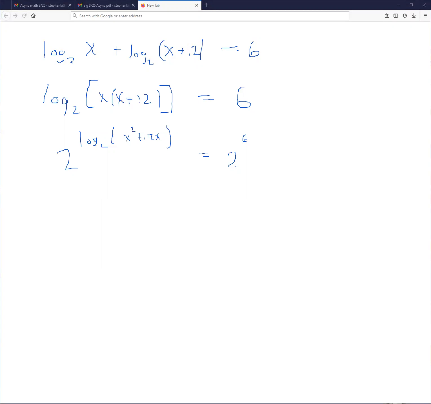And so we can now just cancel our 2 to the out here, and we get x squared plus 12x is equal to, and 2 to the 6th is equal to 64. So we'll bring the 64 over to the other side because now we have a quadratic to solve.